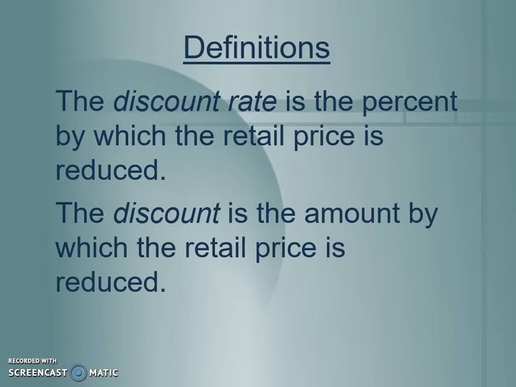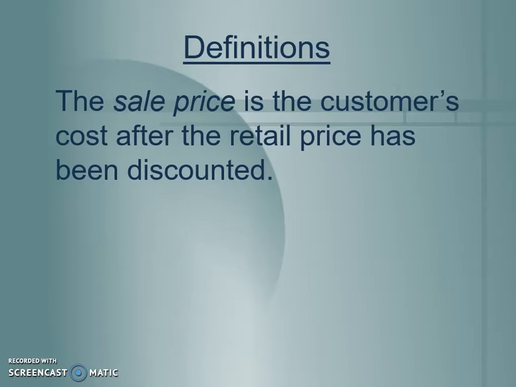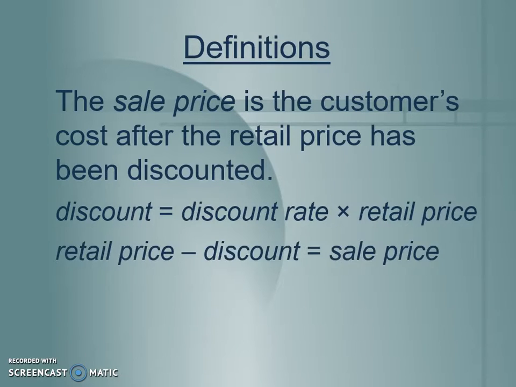So we take that retail price, we multiply it by the discount rate, which is our percent, and that gives us the amount of money or the discount that we're going to take off of the retail price. The sale price is the customer's cost after the retail price has been discounted. So this is whenever they're having a sale at a store. They've taken off that discount and now they have a sale price. So we have discount is equal to the discount rate, or that percent, times the original retail price. And then we take that original retail price, we subtract the discount amount, and that gives us the sale price.